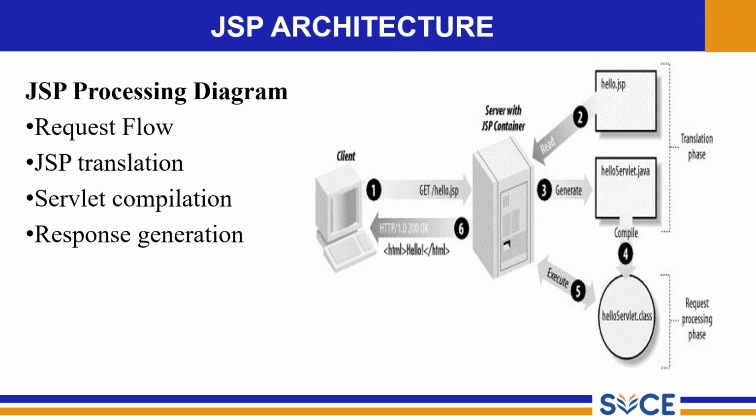When a user sends a request to a JSP page, the server follows a specific processing flow. First, the JSP file is translated into a servlet, converting all template text and embedded Java into executable Java code. Next, this translated servlet is compiled into a class file. Once compiled, the servlet runs on the server to generate the final response, producing dynamic content that is sent back to the user's browser. This process ensures efficient execution and seamless delivery of dynamic web pages.